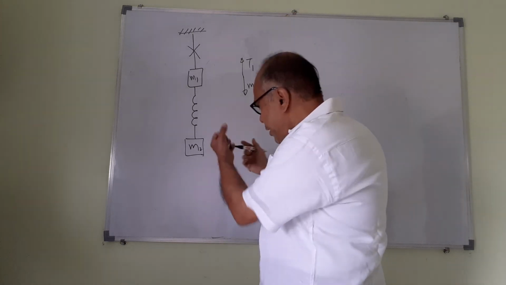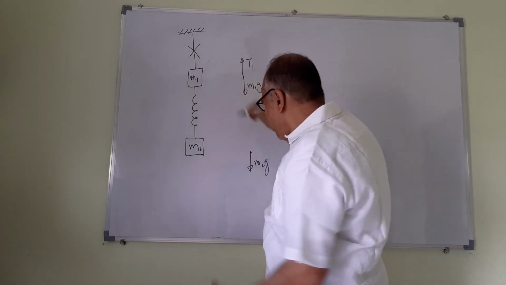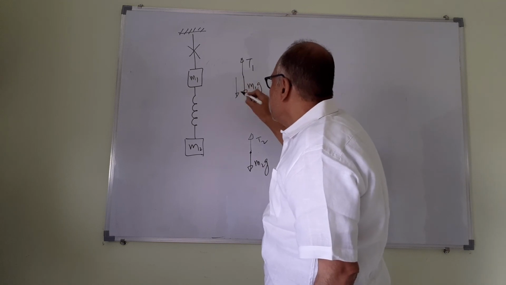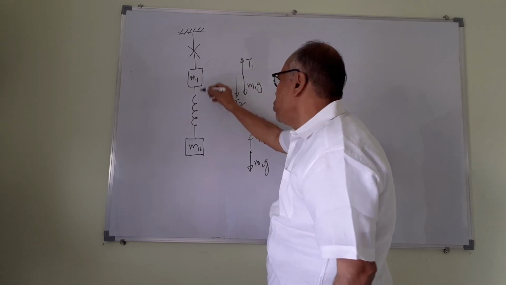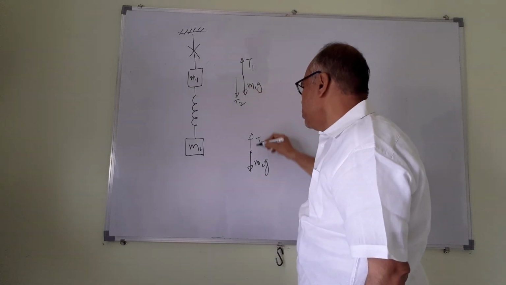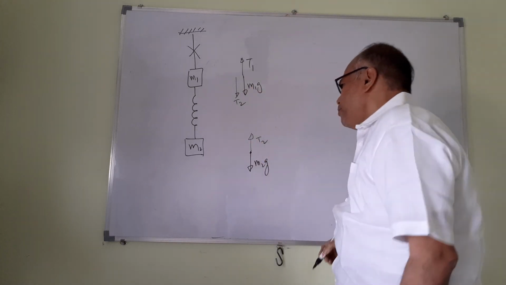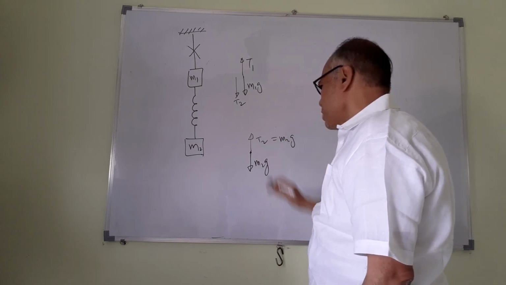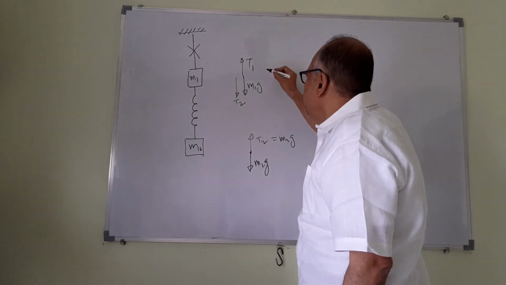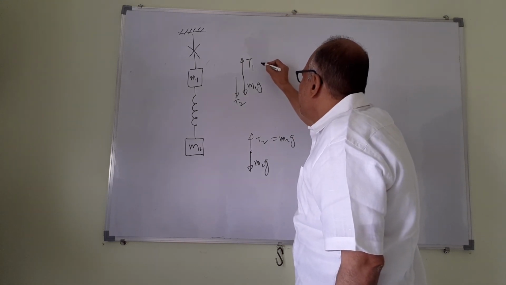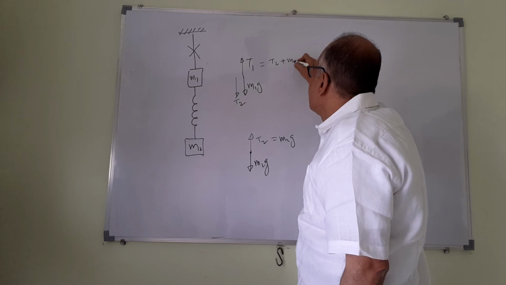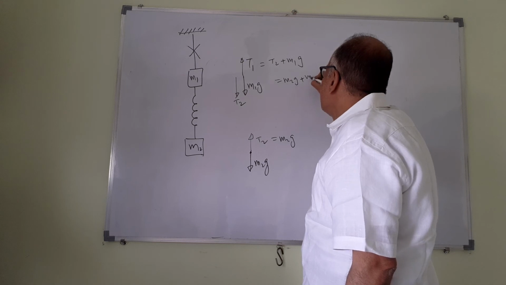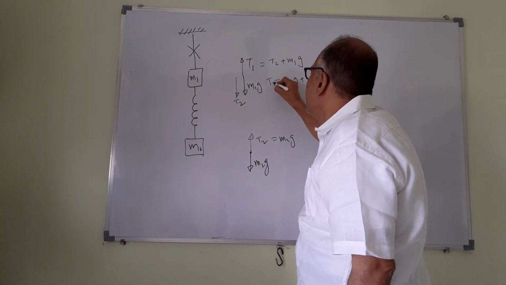The spring will be elongated. The string will get pulled, so it will pull back. You will have T2, and here you are going to have T2 again, the pull of the spring on m2 is T2. So initially this T2 will be equal to m2g in this situation, and T1 is going to be equal to T2 plus m1g. T2 is m2g, so it will be m2g plus m1g. That will be T1.